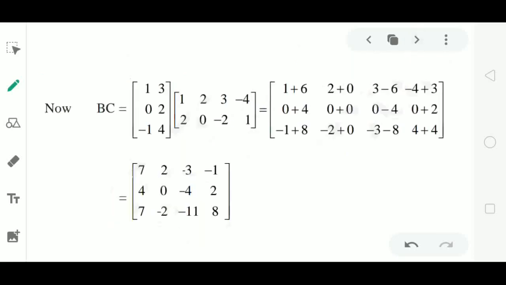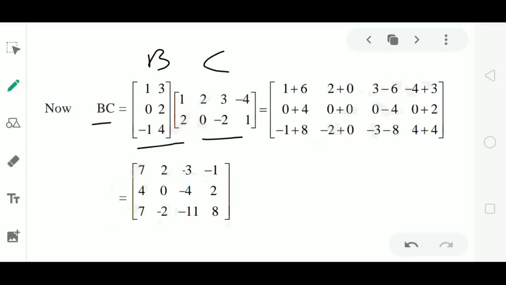Next we find BC. BC is the product of matrices B and C. This product can be defined only when the number of columns of B is equal to the number of rows of C. Here the matrix B has 2 columns and matrix C has 2 rows. As the number of columns of B equals the number of rows of C, we can define the product BC.